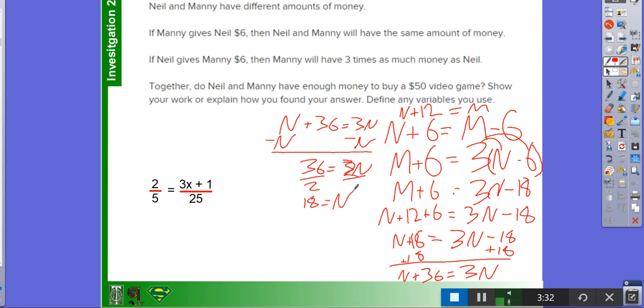Now, with this information, we can just plug that in to our next equation to find how much money Manny has. So we have 18 equals n, so we plug that in here. Instead of n, that's 18. So we have 18 plus 12 equals m, which is 40. No, that's not correct. That's 30. So 30 equals m. So 18 plus 30 is going to be 48, which is less than 50. So they will not have enough money.